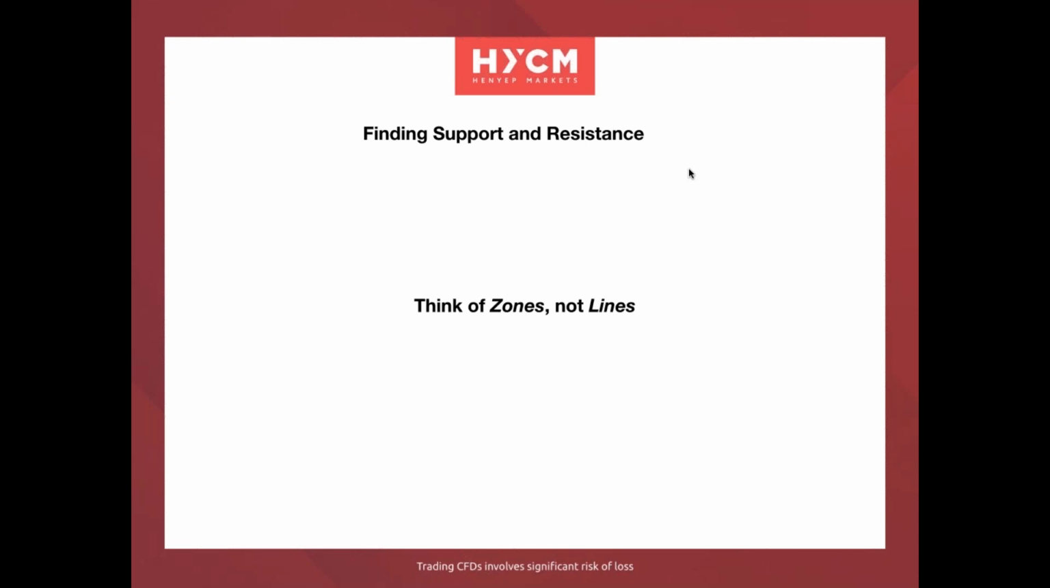And the key thing to do is to think of zones and not lines. I'll say that again. Think of zones and not lines. A line is definite. It's either on this price or it's not on this price. A zone is more indefinite. There's a wider margin for error. And to help with this concept of thinking of horizontal support and resistance as zones rather than lines, I'm going to give you an illustration.